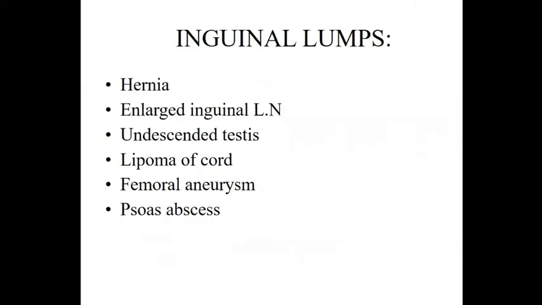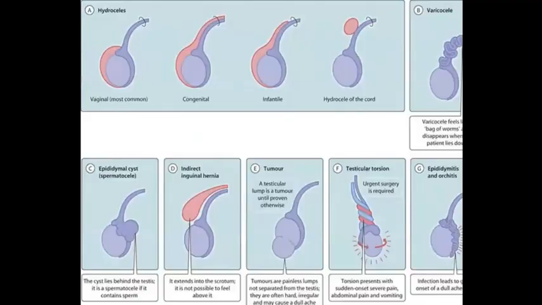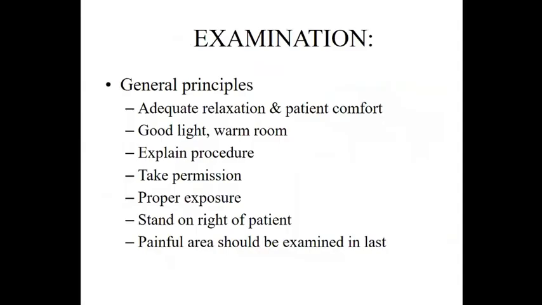Inguinal lumps could be hernia, enlarged inguinal lymph nodes, undescended testes, lipoma of the cord, femoral aneurysm, or psoas sepsis. And scrotal lumps include inguinal hernia, hydrocele, epididymal cyst, orchitis, testicular tumor, varicocele, carcinoma of the scrotal skin, and spermatocele. And there are many other different reasons for scrotal lumps.